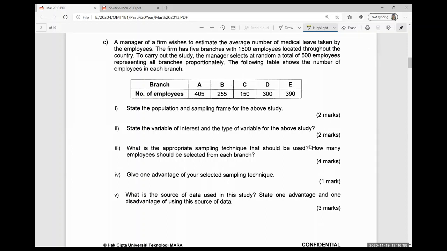Why is my highlighter not working? I don't know why my highlighter is not working. We'll just use the line.